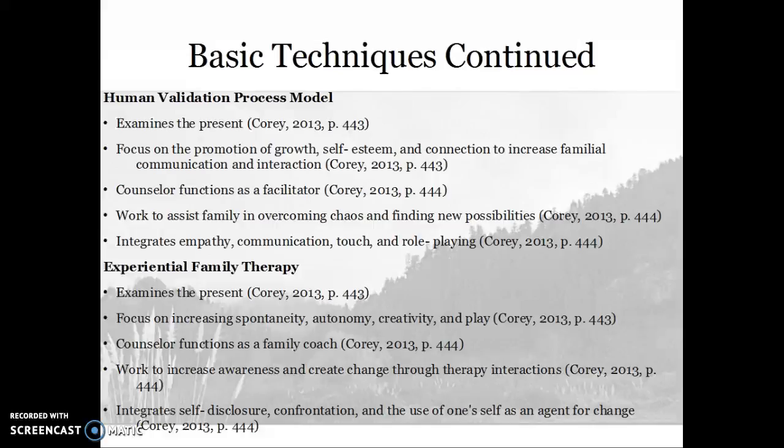The experiential family therapy model examines the present as well, but it focuses on increasing spontaneity, autonomy, creativity, and also play within the family unit, with the goal of increasing awareness and the creation of change through therapy. The counselor will integrate self-disclosure, confrontation, and the use of oneself as an agent for change throughout the therapeutic process. The counselor is an integral portion of the therapeutic process in experiential family therapy, and they also function as a family coach throughout counseling sessions.